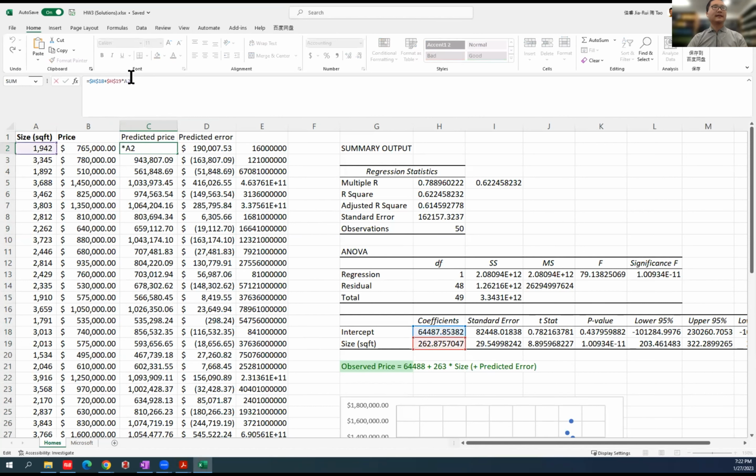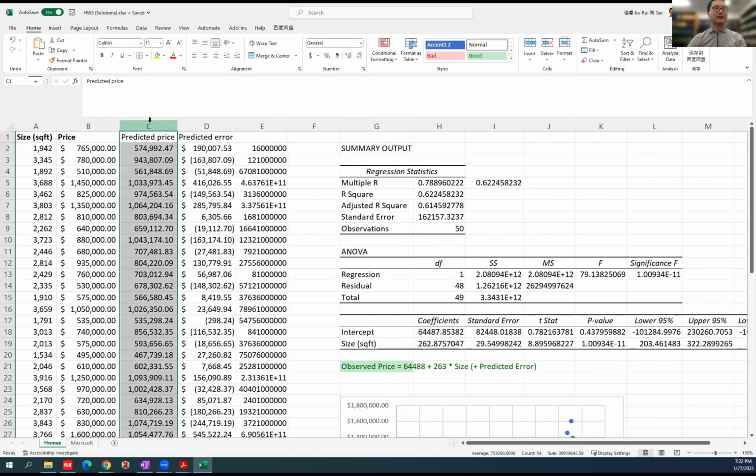So to generate the predicted price, we need to first include the intercept. That's this part. Intercept plus the slope or the coefficient for size, that's this part, times the size, that's this part. So that's how we can calculate a predicted price in a simple linear regression model. Then using this formula, we can generate all the predicted prices.